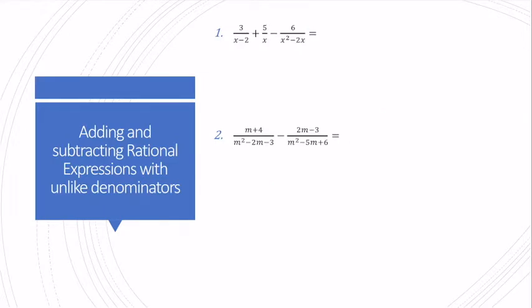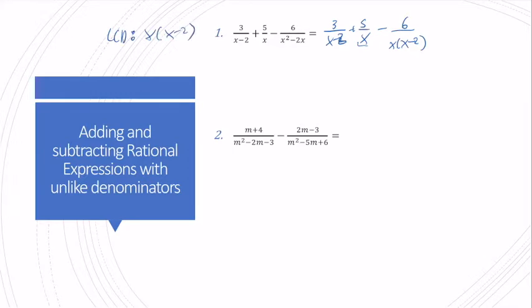Now things get a little more complicated. So I've got (x - 3)/(x - 2) + 5/x - 6/(x² - 2x). Well, let's go ahead and factor that denominator under the 6. That gives me x times (x - 2), which was going to be the least common denominator, right? If I've got an x and an x - 2, that'd be our least common denominator, which maybe I should write down.